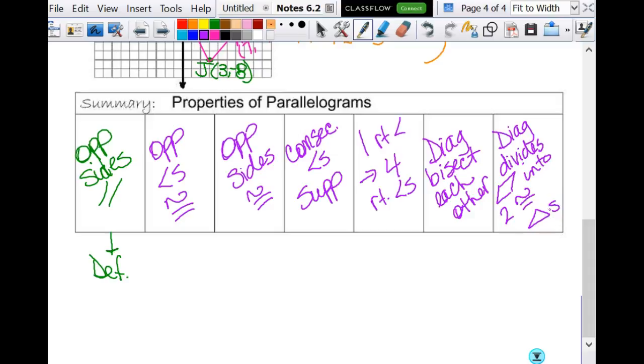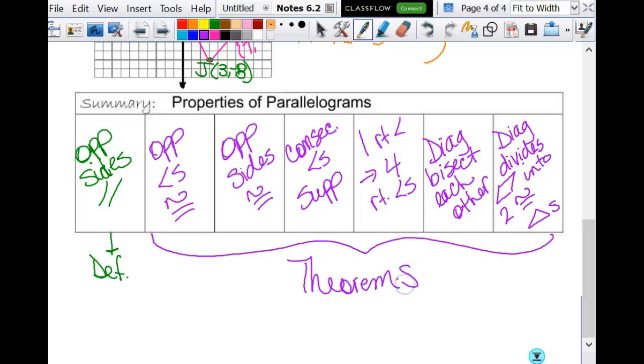All right, so the fact that the opposite sides are parallel, that's the definition. All of the rest of this are theorems. And you can't use these theorems unless you know for sure that you have a parallelogram. Does that make sense? Okay, we good? Any questions at all? Awesome. Then go ahead and glue that in.